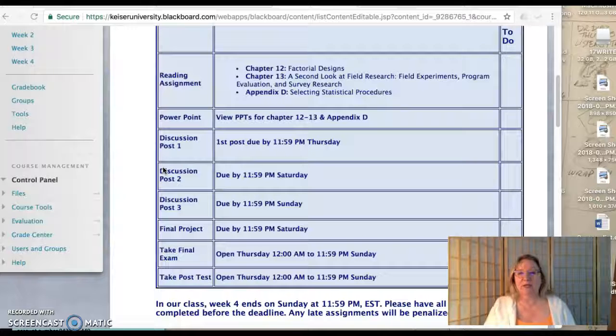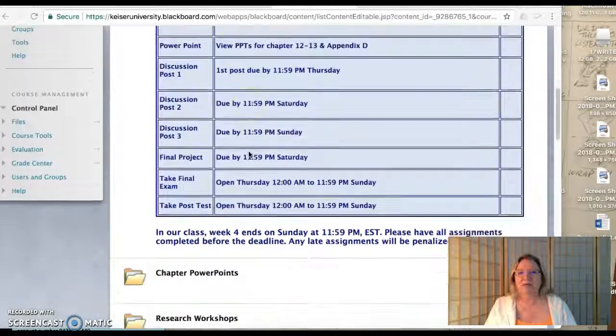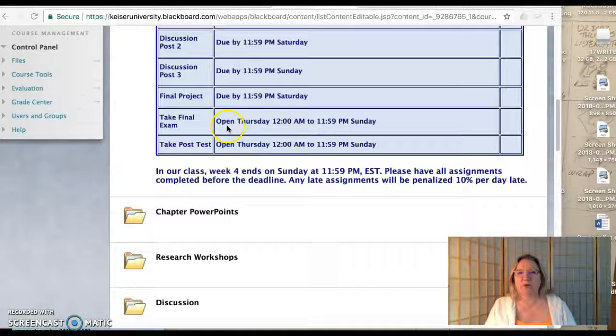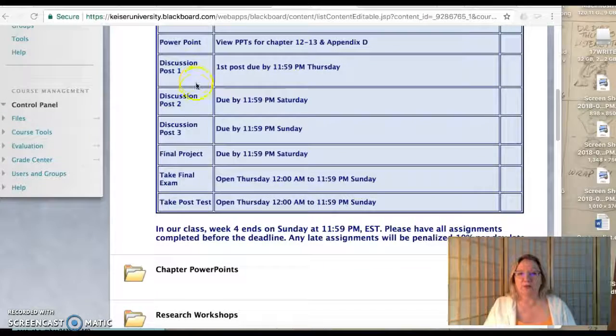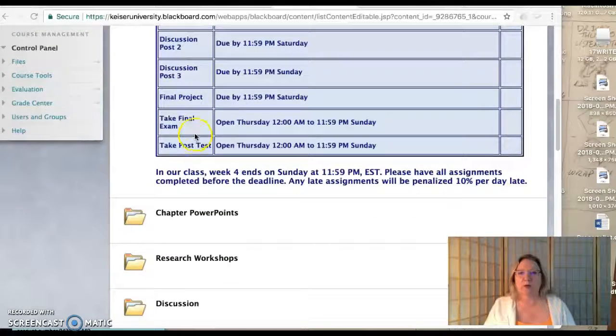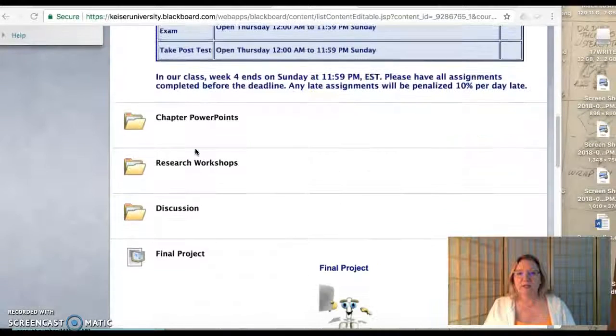This week we're looking at factorial designs and field research. Your reading is Appendix D, selecting statistical procedures. Your final project will be due on Saturday. You have three discussion posts due as you have done before, and your final exam will open on Thursday and close Sunday. Your post test will also open Thursday and close Sunday.